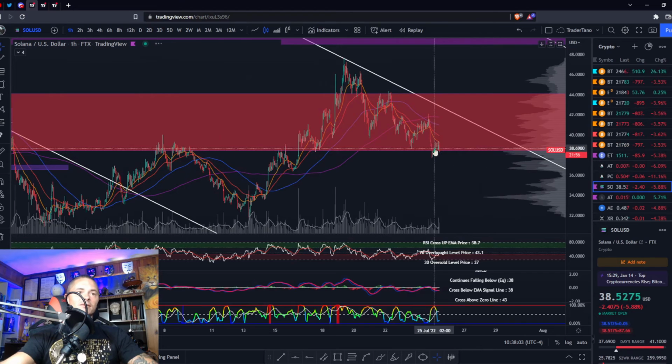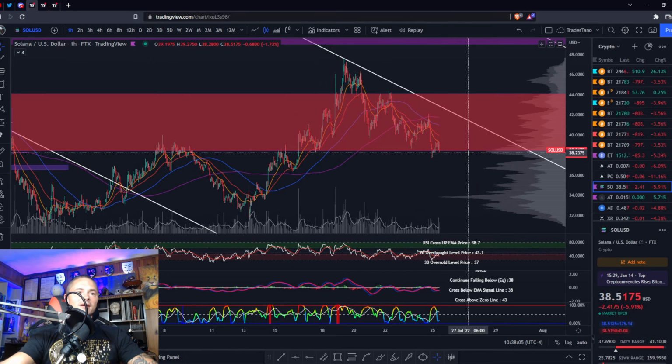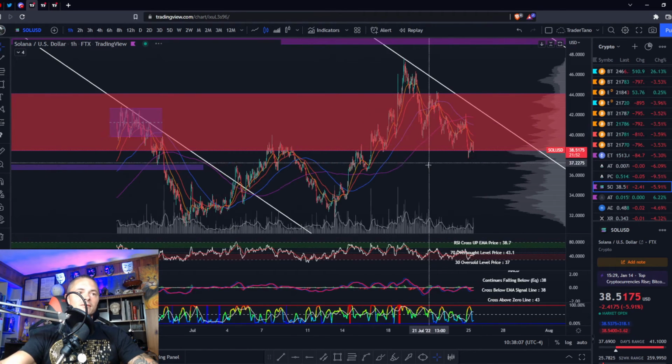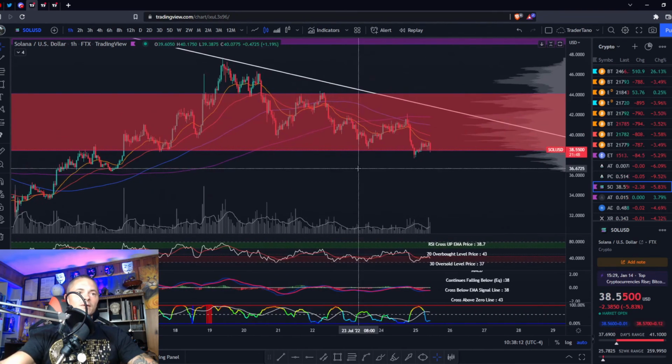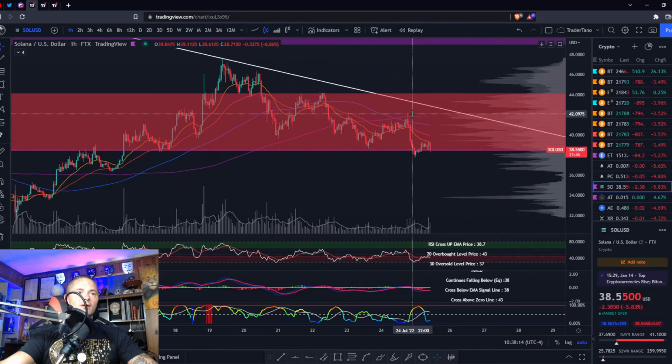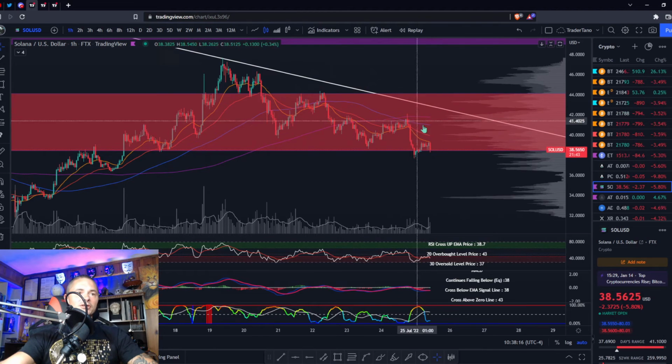So right now, we did get support at the bottom of that red zone. Like we've been talking about, we knew it was going to bounce there. We were prepared for this move. All your major moving averages are below each other right now. It looks like we could break the bottom of this range. We did just enter the bearish control zone.